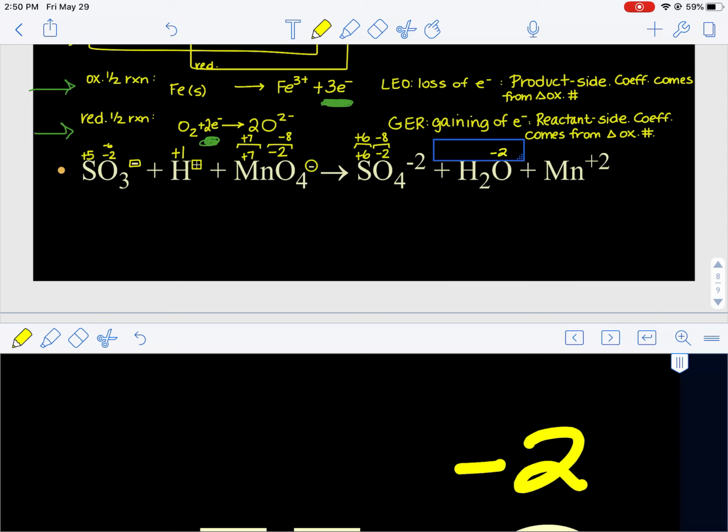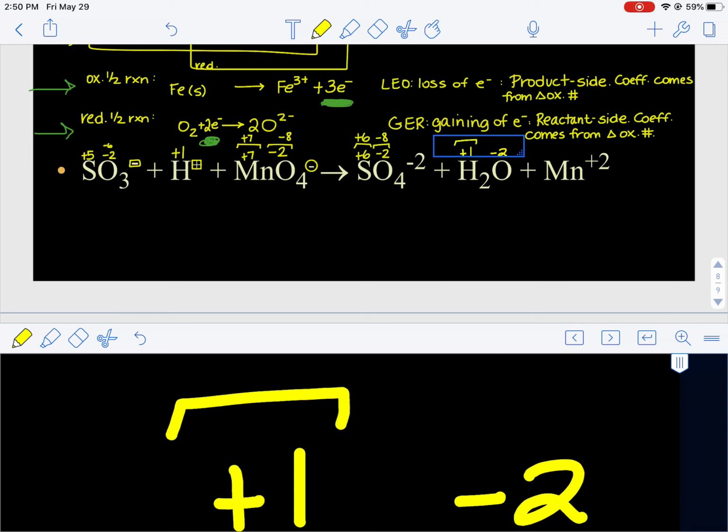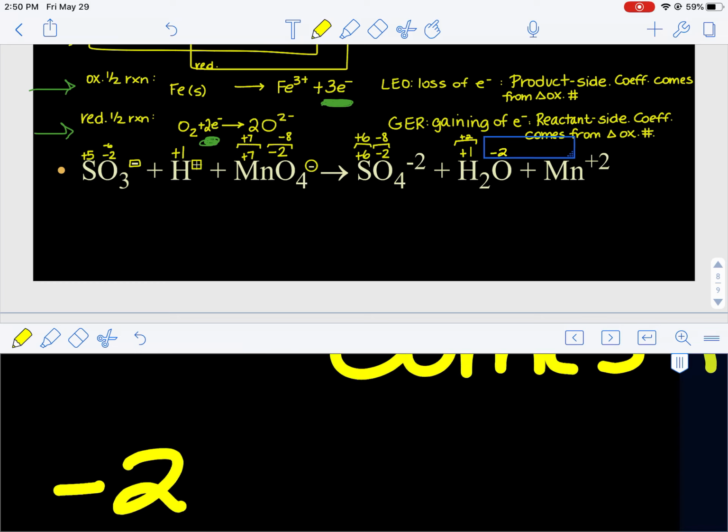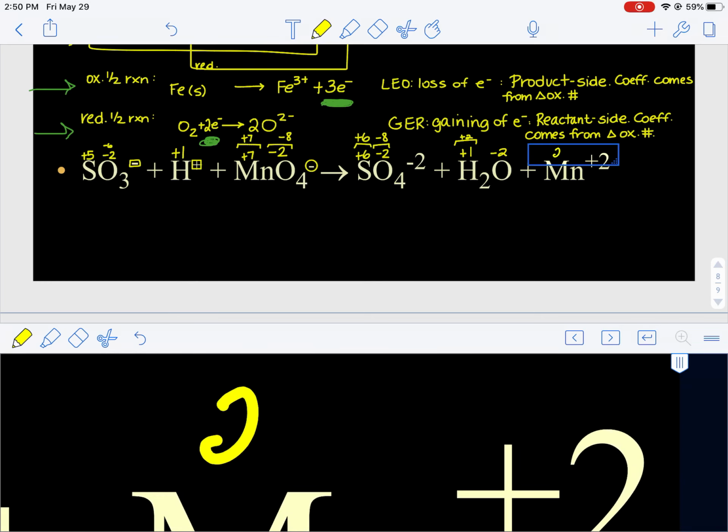Water. Oxygen will be negative 2. Hydrogen will be positive 1. Again, there are 2 of them, right? So that'll give me positive 2, which will cancel out the negative 2, making it electrically neutral. And manganese, the ion, its oxidation number will be the same as the charge.